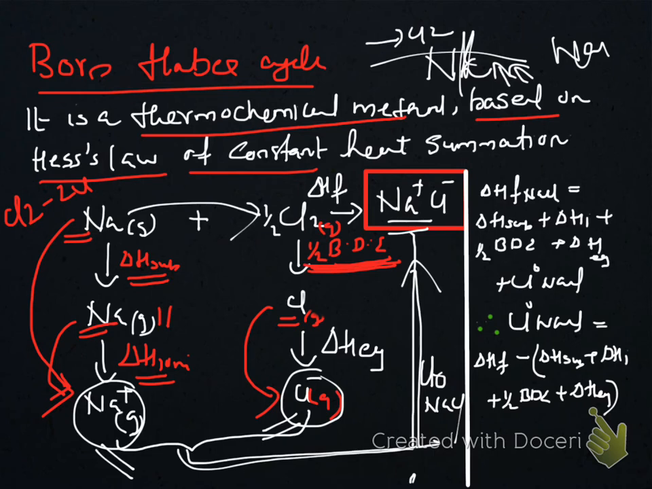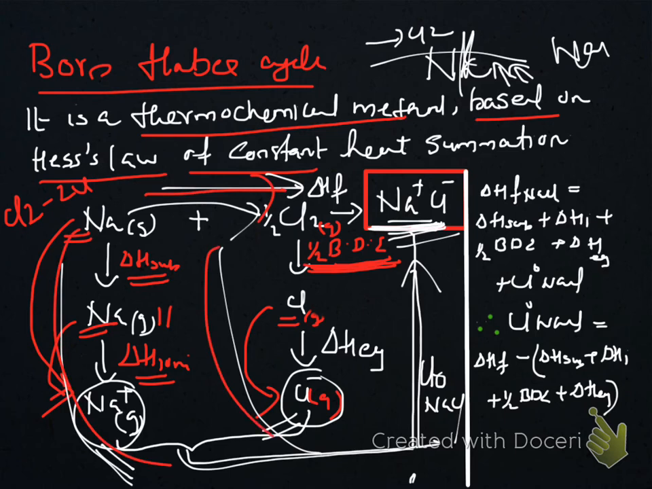It is the energy change that takes place when 1 mole of the compound is formed directly from its constituent atoms. Sodium and chlorine directly combine to form NaCl. That change is called delta HF. So the same reaction happens in a single step here, but in many steps there. In both cases, product is same and reaction is same. According to Hess's law, total energy change is equal whether it takes place in a single step like this or many steps like this.